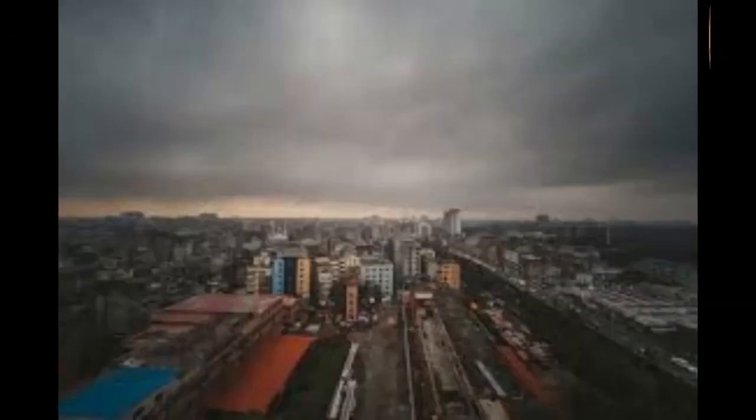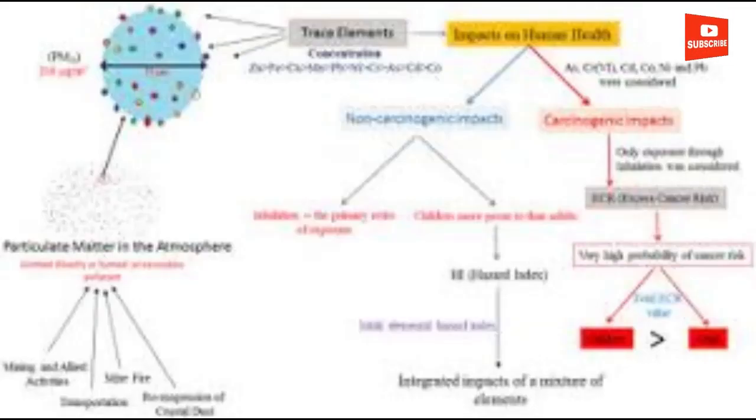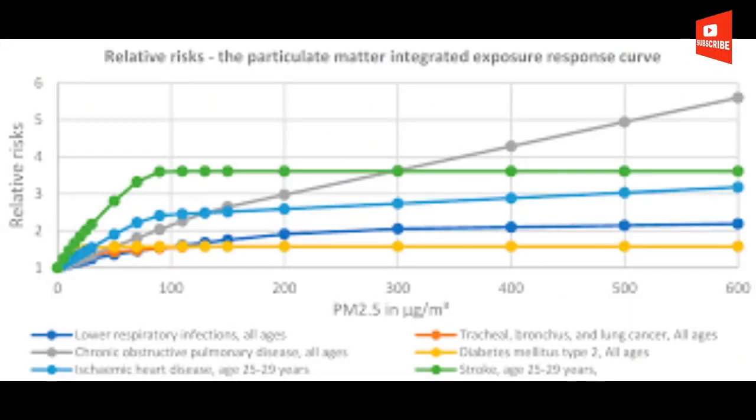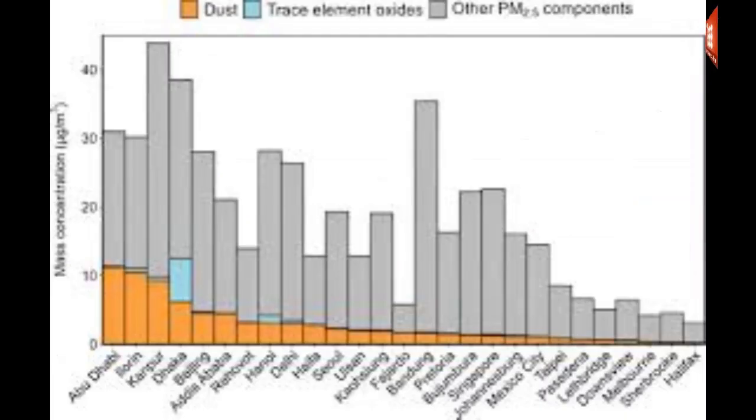The team identified informal lead-acid battery recycling, e-waste recycling and coal-fired brick kilns as potential contributors to the elevated concentrations of trace elements, particularly in Dhaka, Bangladesh.